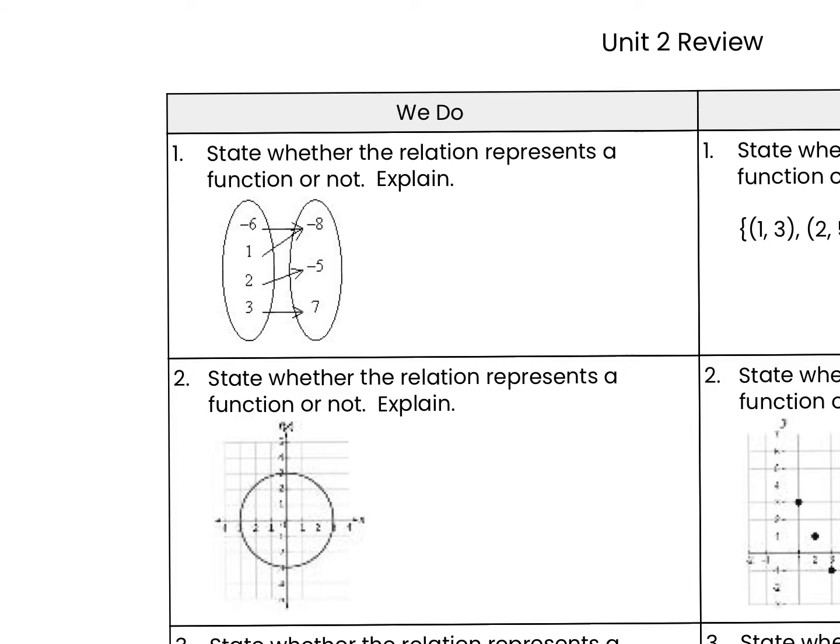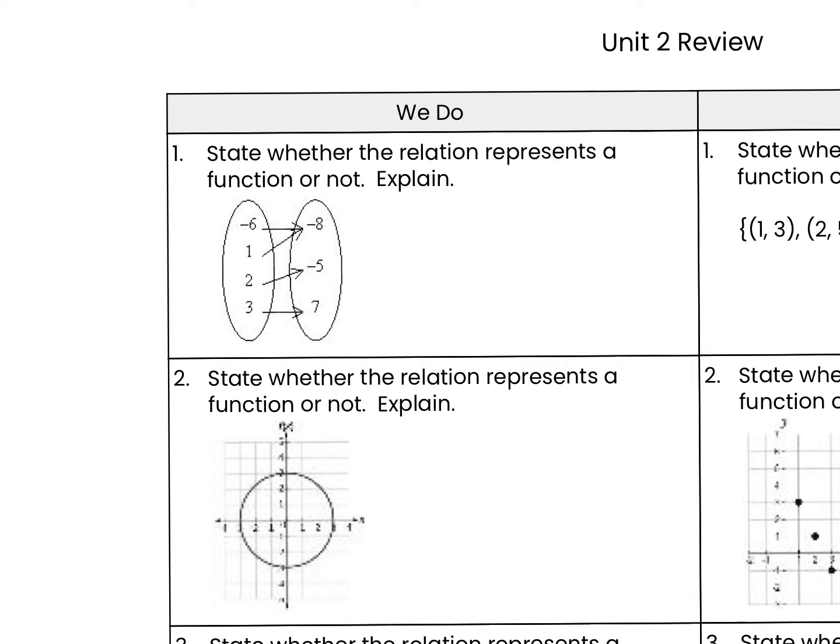Okay guys, I'm going to go over the Unit 2 review. Starting with number 1, state whether the relation represents a function or not. As you can see, there are 4 different domain values, so this is a function. Remember, when I do not see repeated x values, it is a function.